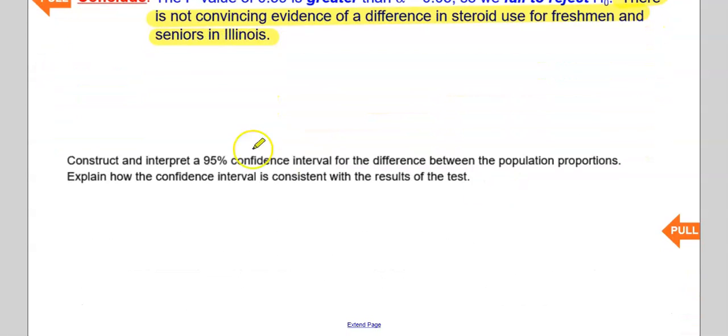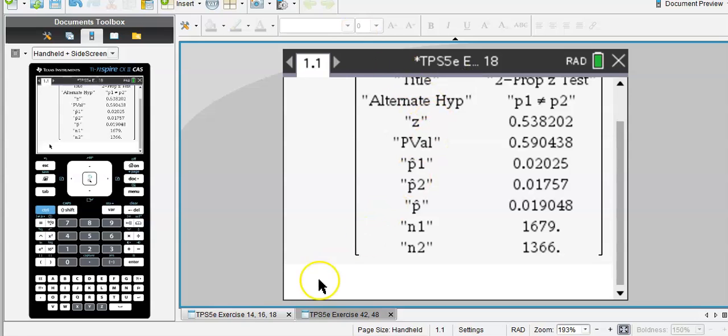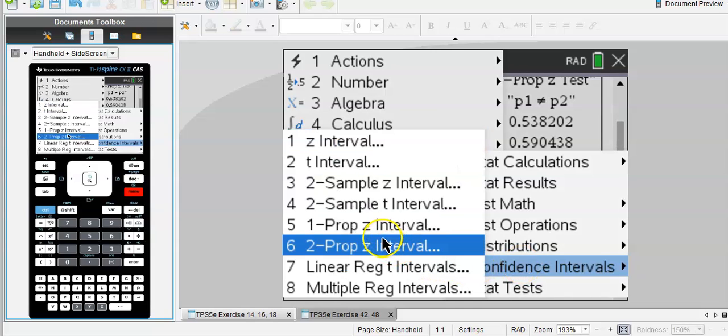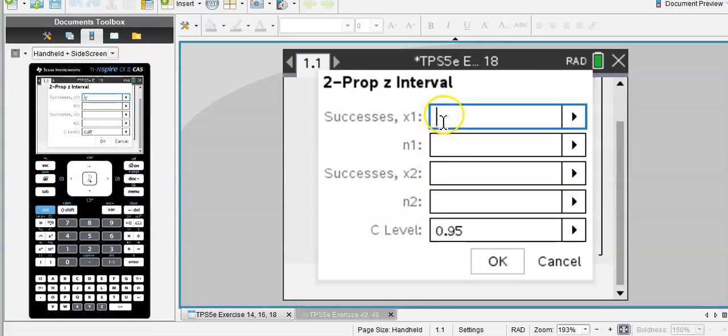So let's go down and look at this next part of the problem. Construct and interpret a 95% confidence interval for the difference between the population proportions. Explain how the confidence interval is consistent with the results of the test. So let's go ahead and take a look at this on the calculator. So I'm going to go Menu, Statistics, Confidence Intervals, 2-prop z interval. For freshmen, we had 34 say yes, with a sample size of 1679. For seniors, we had 24, with a sample size of 1366.